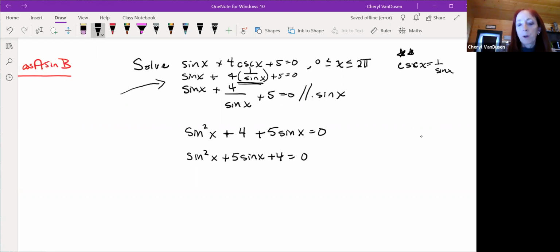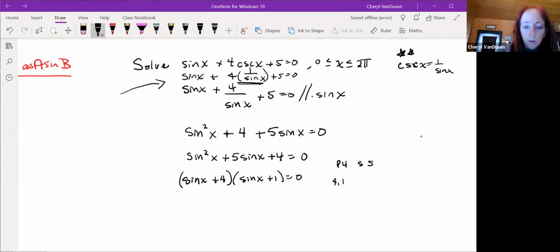Okay, so we're factoring. So we're trying to find a product of 4 and a sum of 5. So I would leave the sine x in just because it's actually quite decent factoring. Sometimes if it's ugly, I take it out. So we get sine x plus 4 and sine x plus 1 equals 0. And so then we get sine x equals -4. There's no solution here, so no answers here. And we get sine x equals -1.